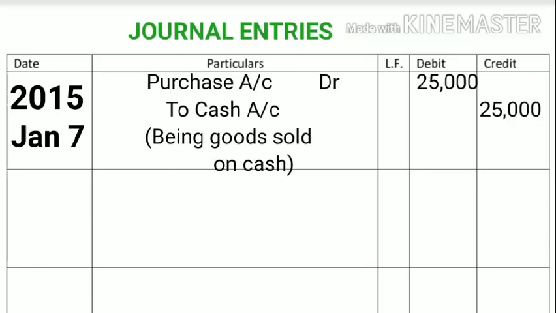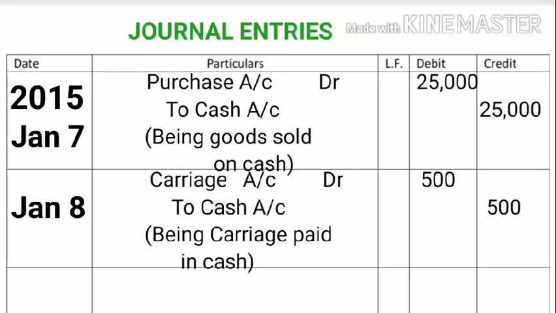On January 7th, sold goods for cash. This transaction increases cash and reduces stock of goods. The entry is cash account debit to sales account, and the narration will be being goods sold on cash.